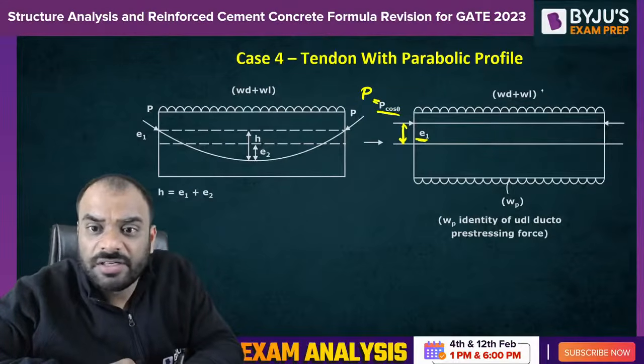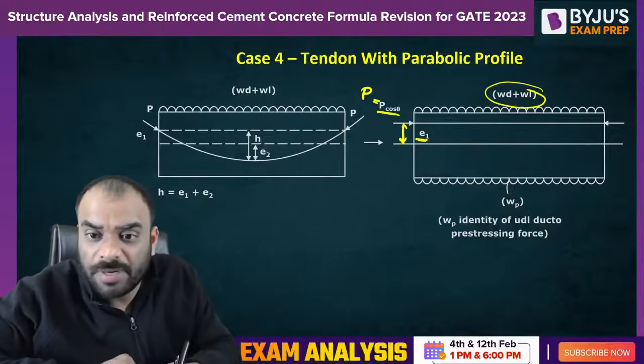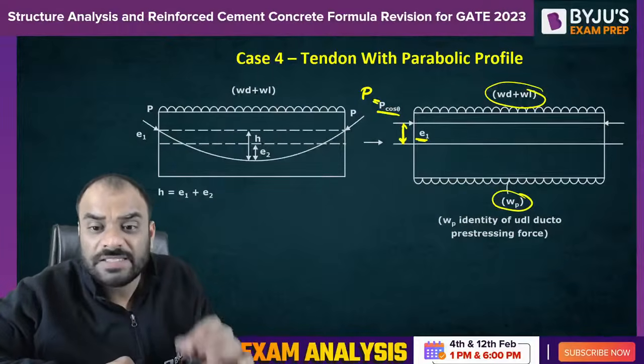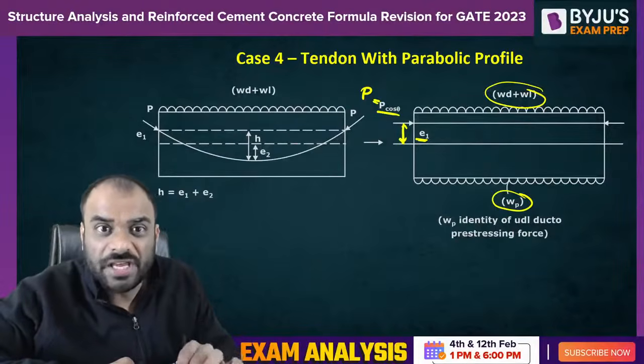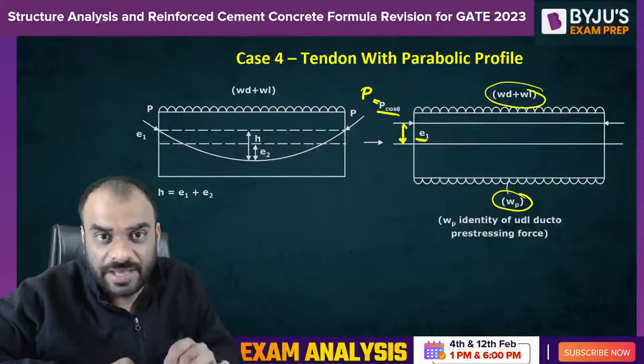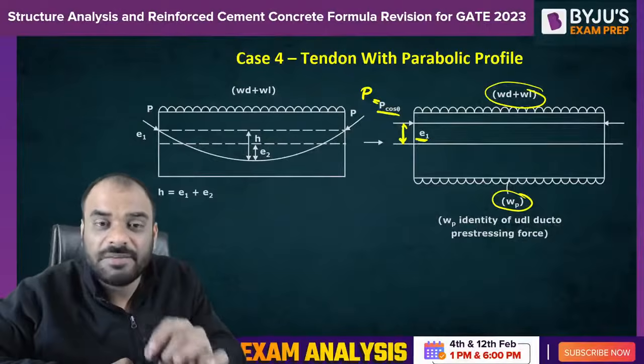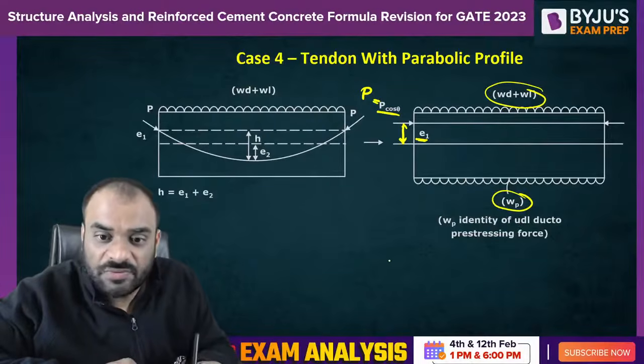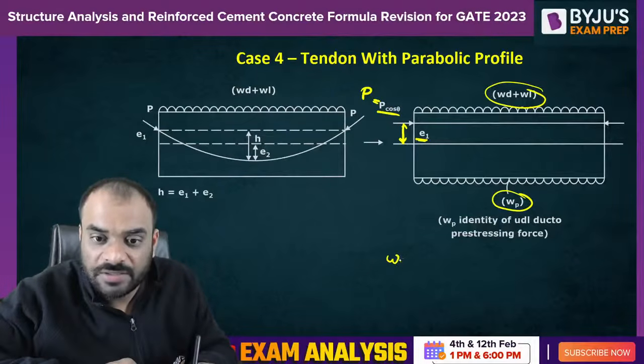Then we have a dead load and the live load at the top, but at the bottom we will have the WP, and this WP is the UDL which is applied by the pre-stressing force, right? Because you have changed this particular cable in a straight way. That is the reason. So what is this value of WP? Anyone who can tell me, guys?